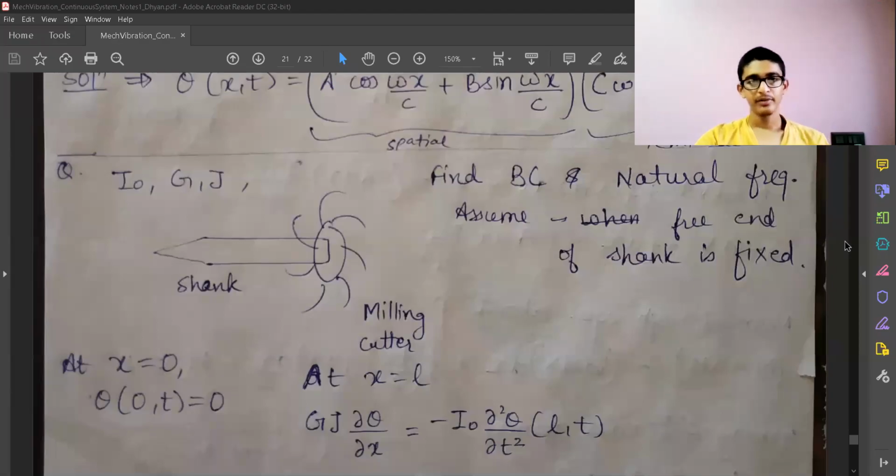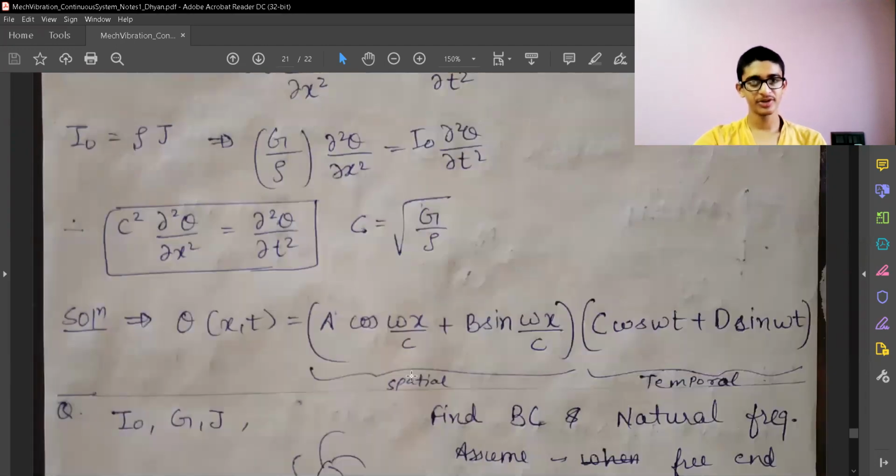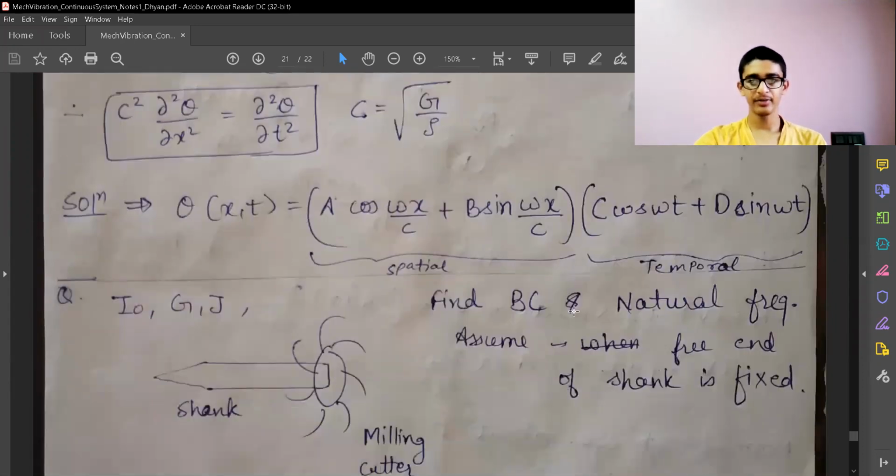So in the earlier video, we have seen the vibrations, the torsional vibration on a shaft. At the last, we got the normal mode response for that torsional vibration, in which the spatial and temporal coordinates were separated by factoring out.